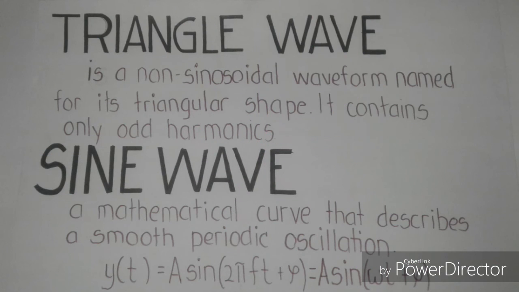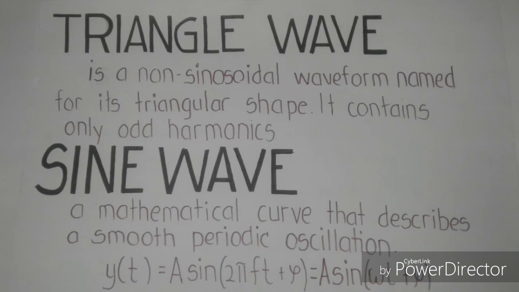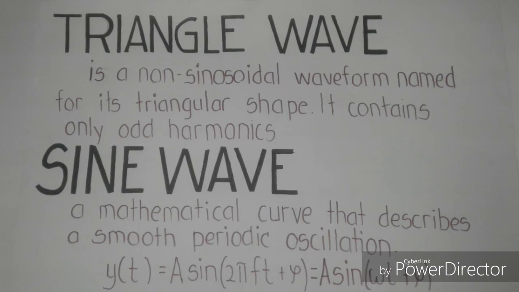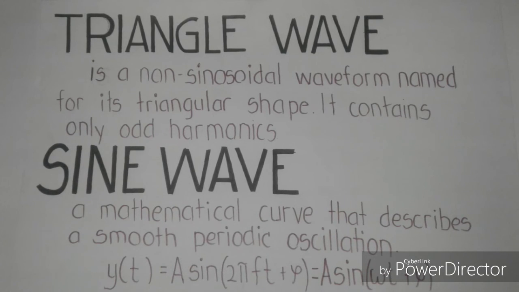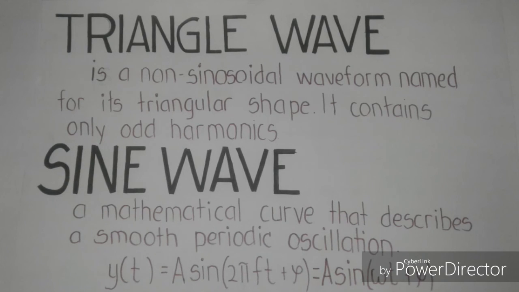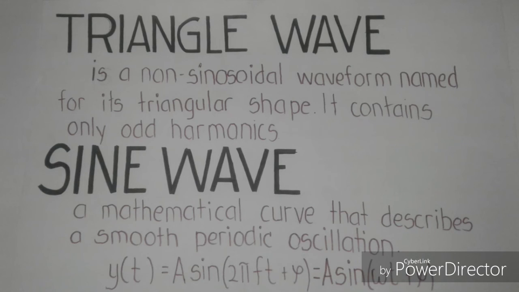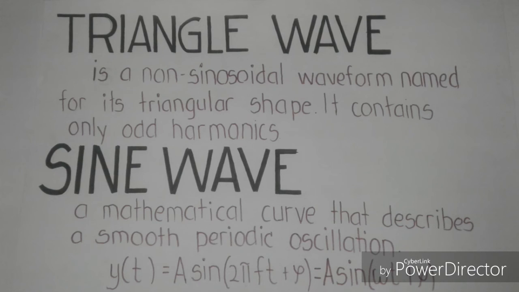There are four different waveforms, namely the sine wave, square wave, triangle wave, and the sawtooth wave. Triangle wave is a non-sinusoidal waveform named for its triangular shape. Like the square wave, the triangle wave contains only odd harmonics. However, the higher harmonics roll off much faster than in a square wave. The term harmonics means a component frequency of a complex wave that is an integral multiple of the fundamental frequency.